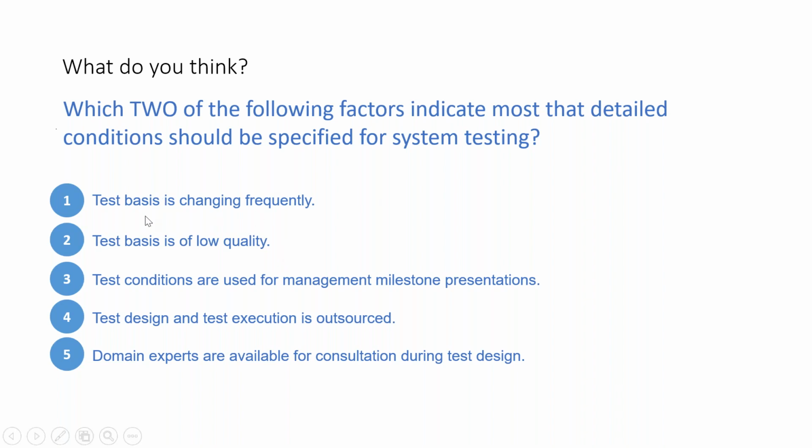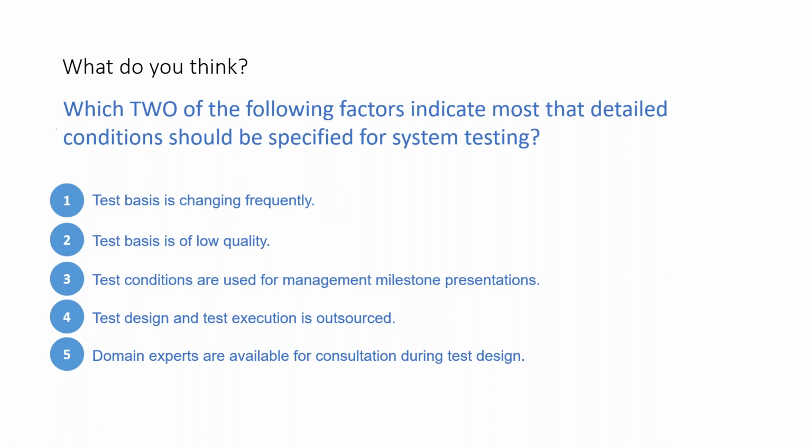The first one is: test basis is changing frequently. Test basis means either your requirement documents or user stories or use cases, and they are changing very frequently. That is why I have to build detailed test conditions. What do you say? Yes, based on what we covered, is it yes? Think again. If something is changing frequently and you built a very detailed document based on the changing thing, when this changes, your detailed document also has to change. It will increase your maintenance effort.